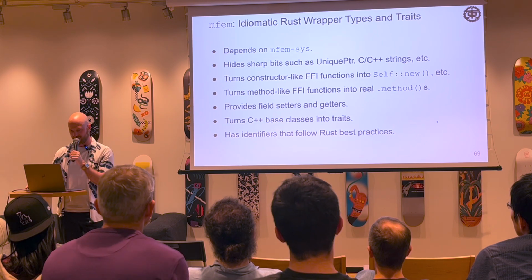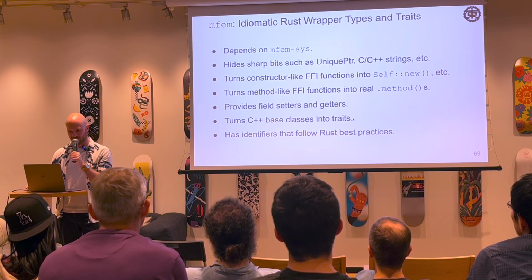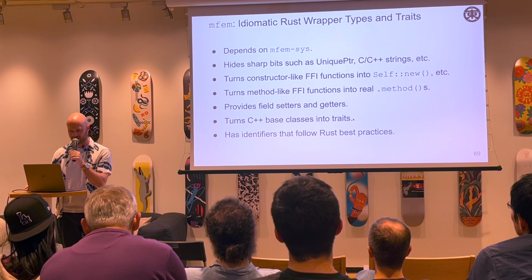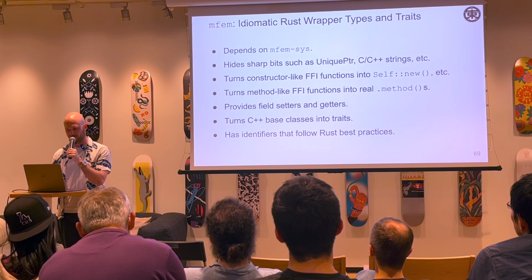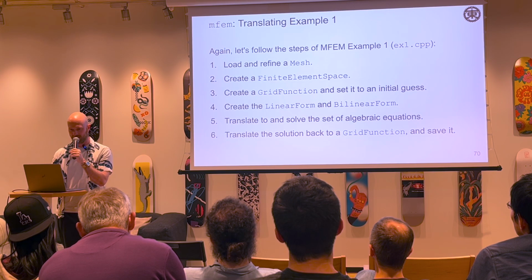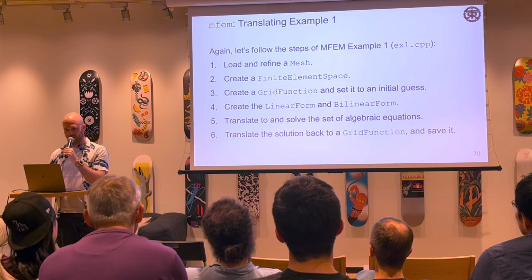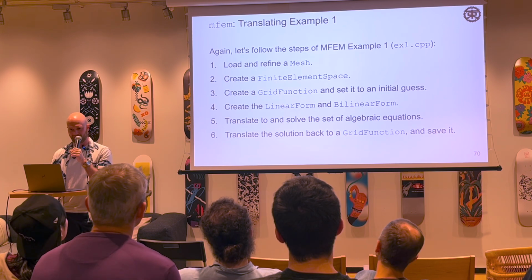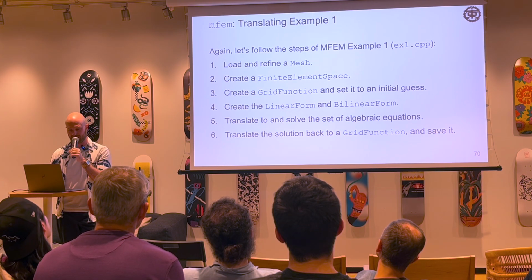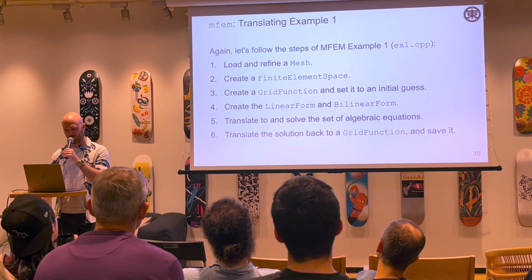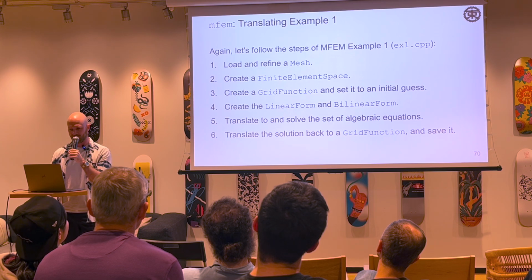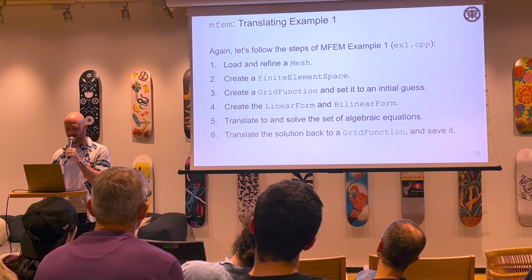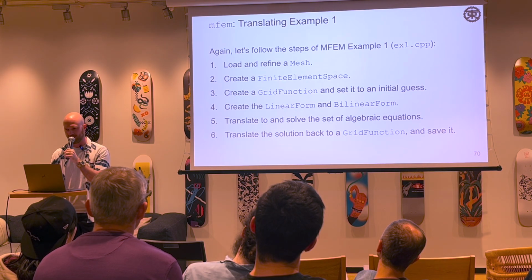And this is going to be the most exciting point. Turns C++ base classes into traits. This is kind of important. And then hopefully it has identifiers that follow Rust best practices. And again, just remember, this is the outline of example 1. Load the mesh, create a finite element space, create a grid function, create linear and bilinear forms, translate to algebraic equations, solve, and then bring the solution back and save it.